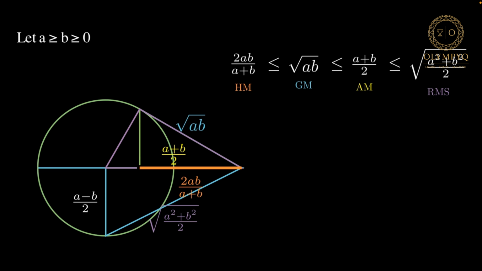And the equality holds only when a is equal to b, where the entire construction collapses into a single line. Isn't it beautiful how geometry brings the algebra to life?